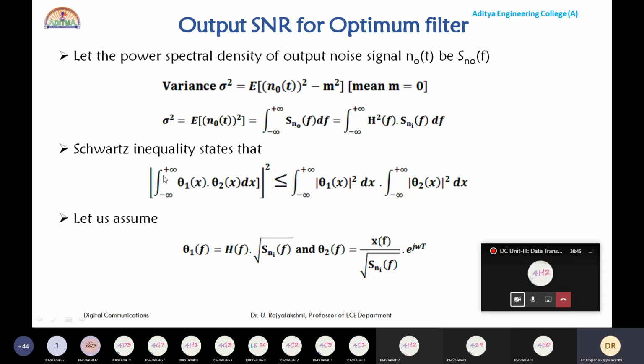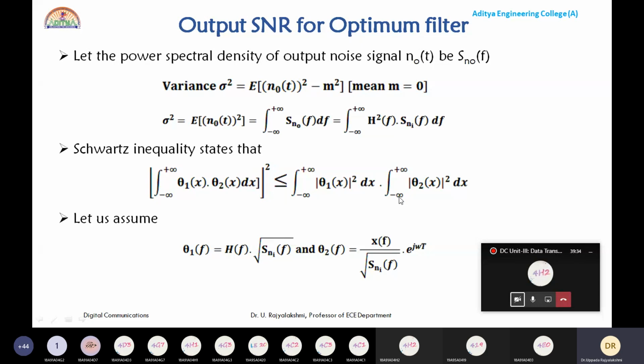The square of integration of product of any two functions, whatever may be the domain, either time domain or frequency domain, irrespective of the domain, the square of integration of product of any two functions is always less than or equal to the product of integration of squares of individual functions.